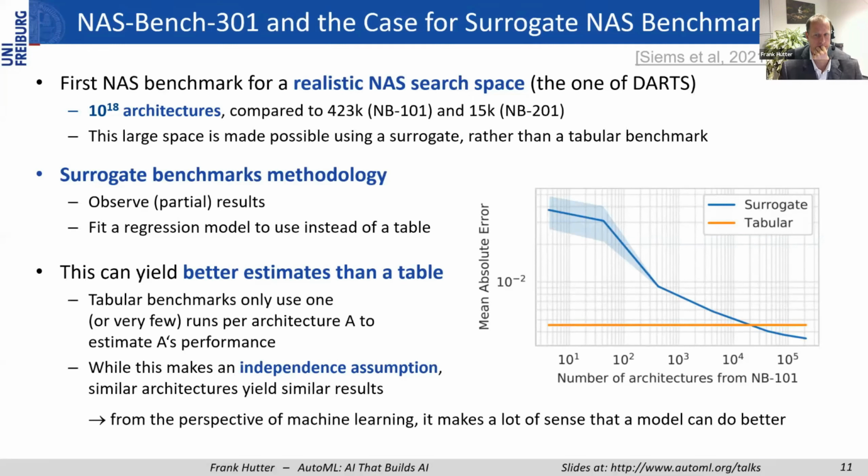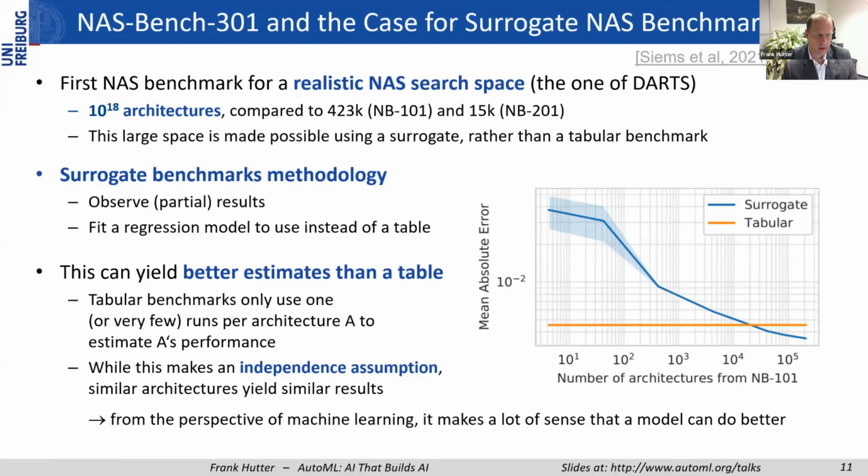And here we see a plot that shows that after something like 20,000 architectures that we fit our model on, our model starts to have a smaller error than the table, and the table is based on just a single run of SGD. Of course there's noise in SGD, and that's this noise here. And with a regression model, you can actually get below that noise level.